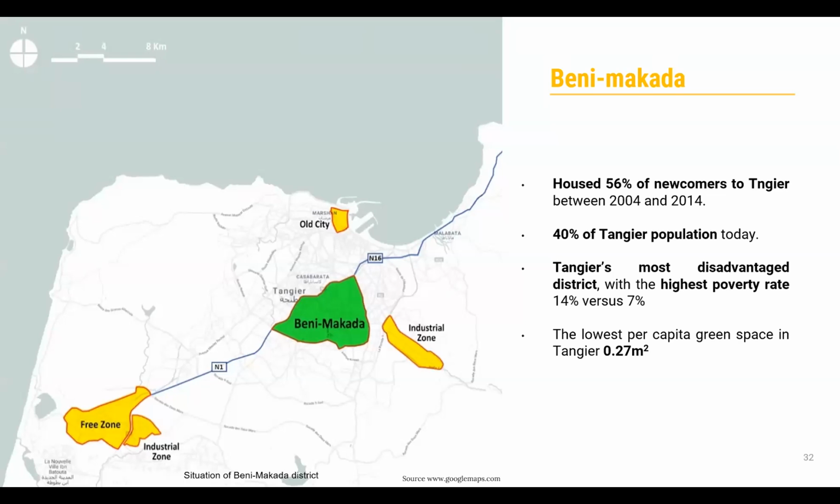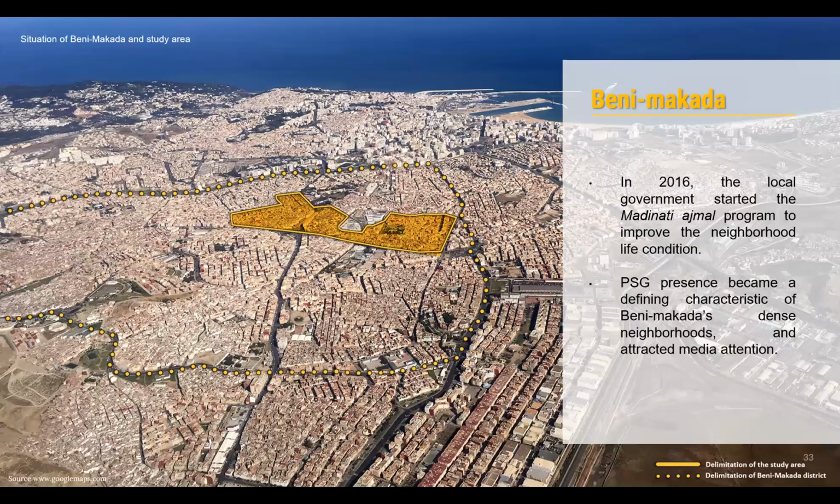56% of these newcomers settled in Beni Makada, Tangier's most disadvantaged district, with the highest poverty rate, 14% versus 7% in the rest of the city, and the lowest per capita green space, 0.27 square meters. So Beni Makada happens to be also the district with the most potted street gardens in Tangier, thanks to a government initiative, the Madinati Ajmal program, started in 2016 to improve life quality in the neighborhood.